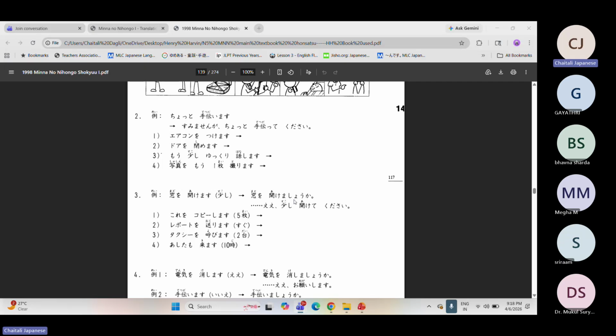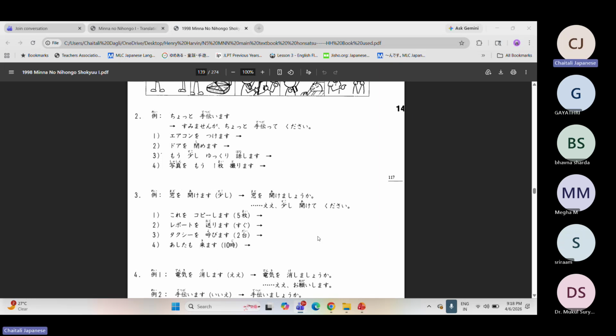The third one. Takushi o yobimasu. To call the taxi. So please call two cabs. So ni dai. Taxi is a mechanical object, so dai counter. So takushi o yobimashoka. So ni dai, yobimasu will be yonde kudasai. Yonde kudasai. Clear, everyone?